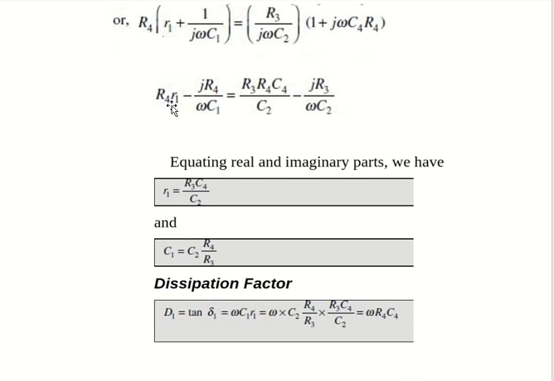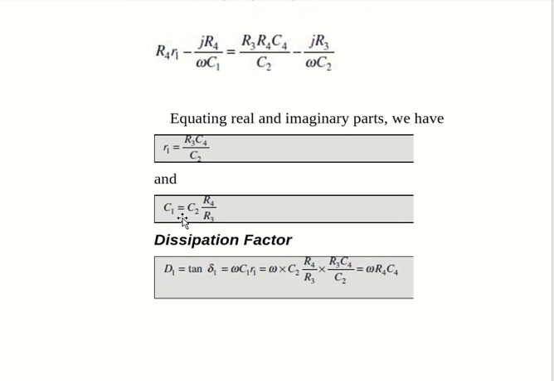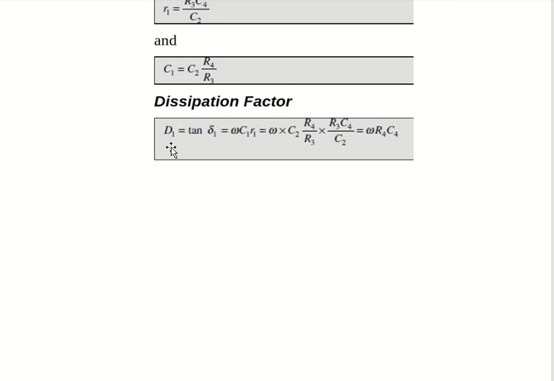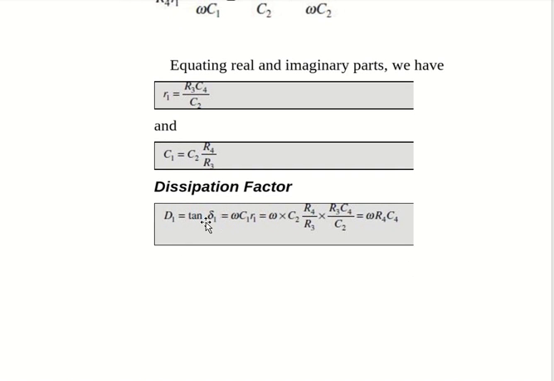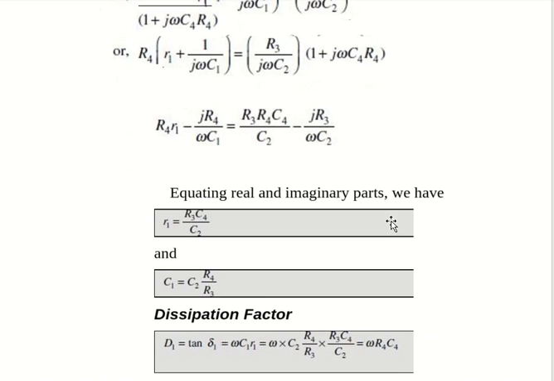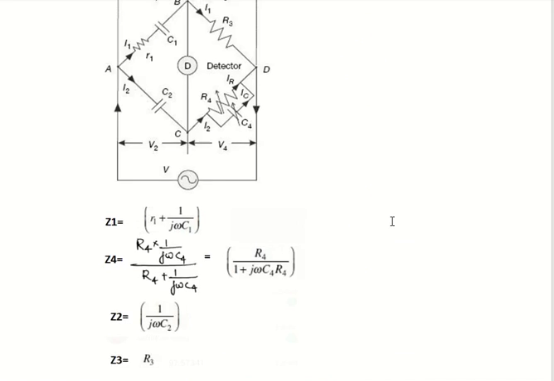Equate the real part: R4 R1 equals R2 R3 R4 C4 by C2. From this you can calculate R1. From the second equation, you can calculate C1. So you get the unknown capacitance and internal resistance of that branch. Next, the dissipation factor. The dissipation factor is given by tan delta, where delta is the angle between C1 and R1. That is given by omega C1 R1. Substituting the C1 and R1 values, you will get omega R4 C4. So this is the method of measuring unknown capacitance and dissipation factor using the Schering bridge.